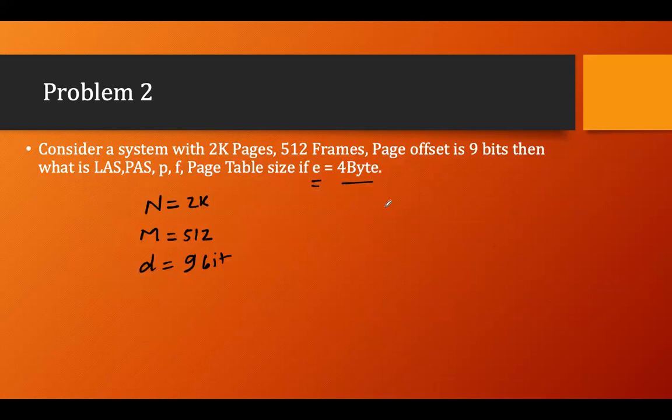Okay, so now let's calculate one by one. We know that this is the number of pages, right? So how can we find this out? Here the page is written. You know that there are two things, logical address and physical address. Both are divided into two parts: the page and offset. Here it is frames and offset.